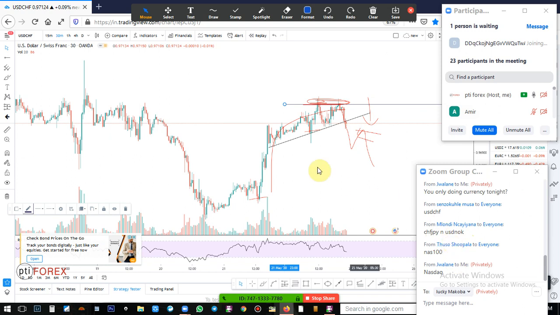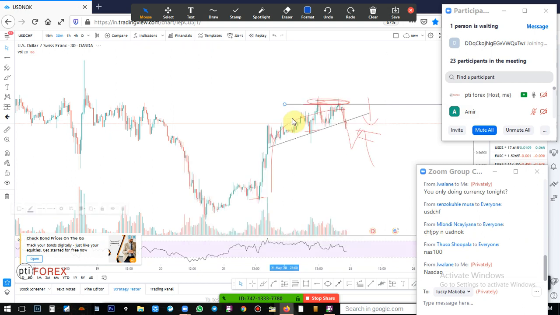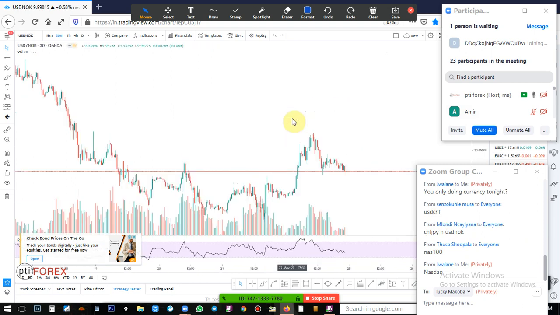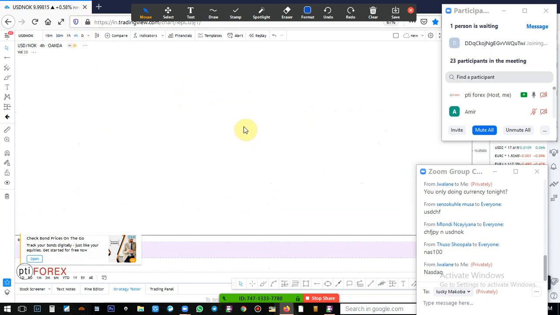Okay, USDNOK. I never traded such a pair. Let us check it. Let us go to our higher time frame.